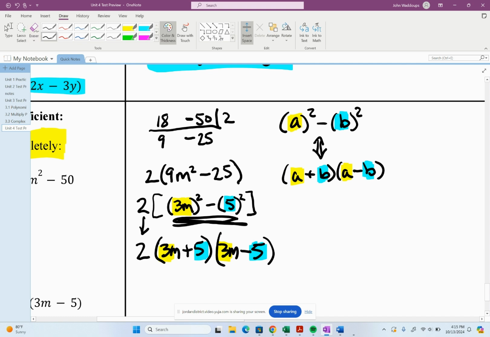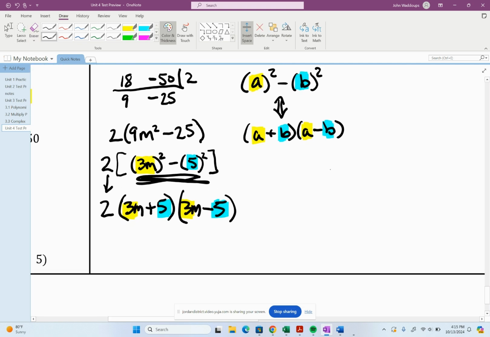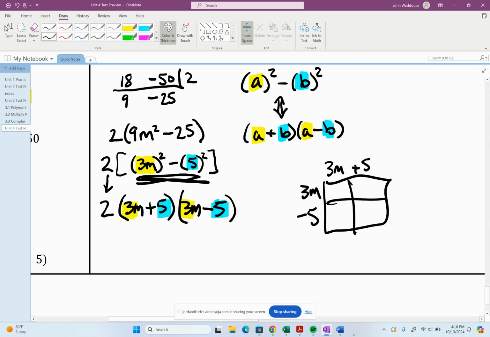And if you want to check, you can go backwards. I know that 3m plus 5 and 3m minus 5: 3m times 3m is 9m squared. 3m times 5 is plus 15m. 3m times negative 5 is negative 15m. And then negative 5 times a positive 5 is negative 25. But these two are opposite, so they cancel, and I would be left with 9m squared minus 25.